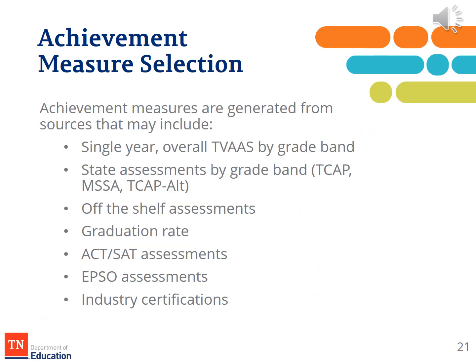Here is a general list of approved achievement measures. For a specific list by grade band, please refer to Policy 5.201 posted on the team-tn.org website or the Achievement Measure Worksheet also posted on the website.